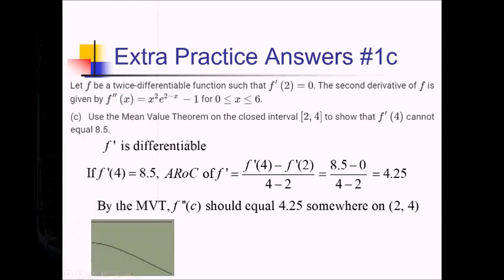And let me just draw that out here. So we see here there are no points of intersection on the interval for these two functions. Since f double prime of c does not equal 4.25 on this interval, it follows that f prime of 4 cannot actually be 8.5 after all.